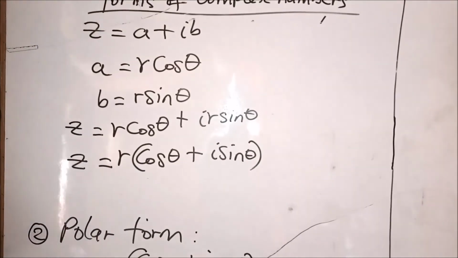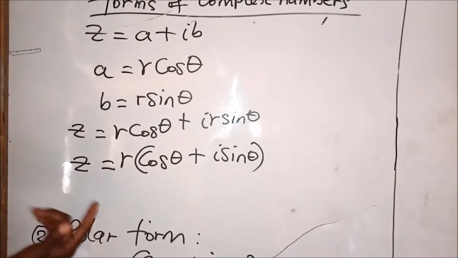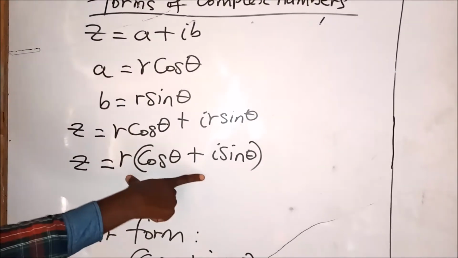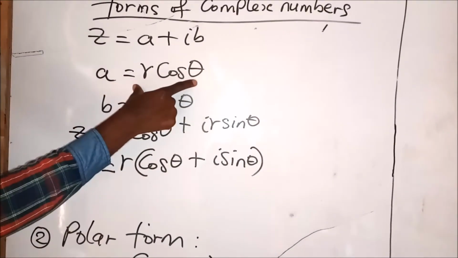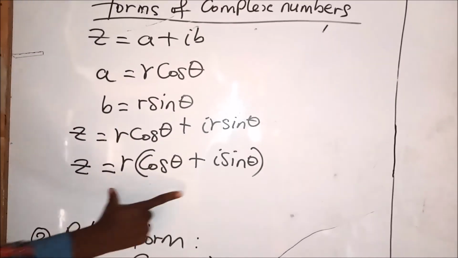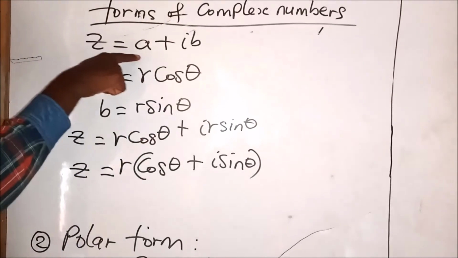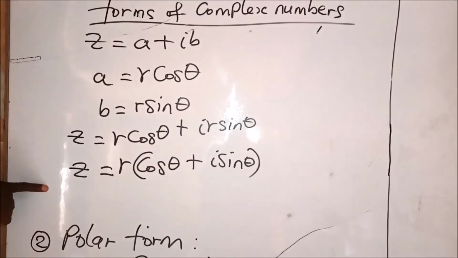So when a complex number is not written or expressed in this form, it can also be expressed in this form. They are the same. Once you know that a is equivalent to this and b is also equal to this. So this particular form now, using the r and theta, which are not in this general form, we say that this particular form is the polar form.